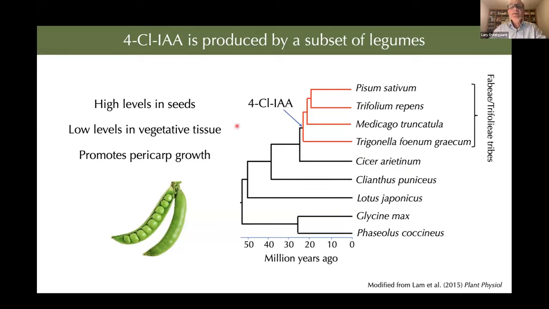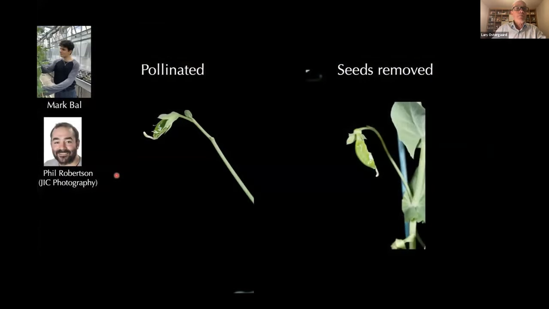We know that in the species that produce 4-Cl-IAA, it is very high in the seeds, but very low in the rest of the plant tissues. And it's also known to particularly promote the growth of the pericarp, so that's the growth of the fruits. And we have also tested this. Mark Bell is a student in the lab, and Phil Robertson, who is our photographer at TIC, have made some time-lapse movies here, where you can see a pollinated pea fruit will grow normally after pollination.